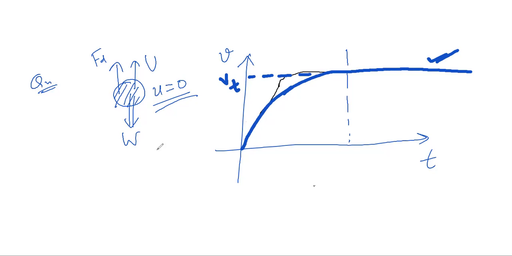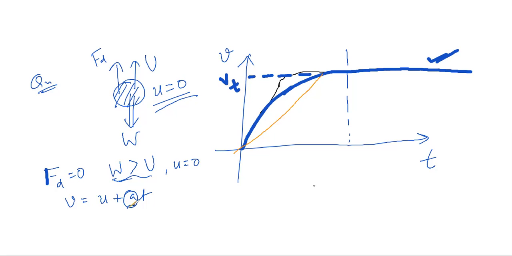Got it now? See, what is happening is initially this drag force is 0. Now, W is greater than U. In the starting when u is equal to 0, after some time velocity is increasing, so v is equal to u plus at, but here a is not constant. Why? Because here w is increasing, so a is not constant. Had it been constant, your graph would look like this, but it is not constant because acceleration is increasing.